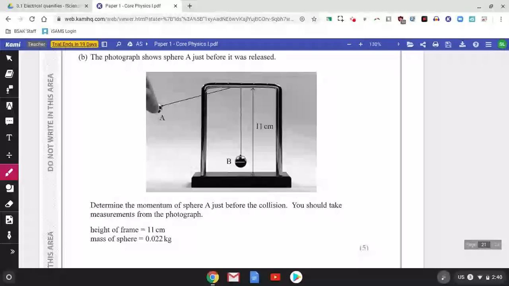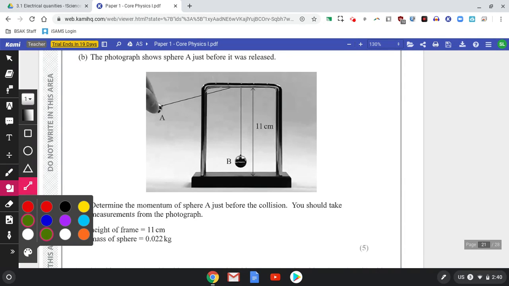So if that's 11 centimeters, then it wants you to use your 30 centimeter ruler and to measure on the diagram. Try and get the center of mass here. So A starts at that height. A finishes at that height. You're going to use your 30 centimeter ruler to measure that height there.